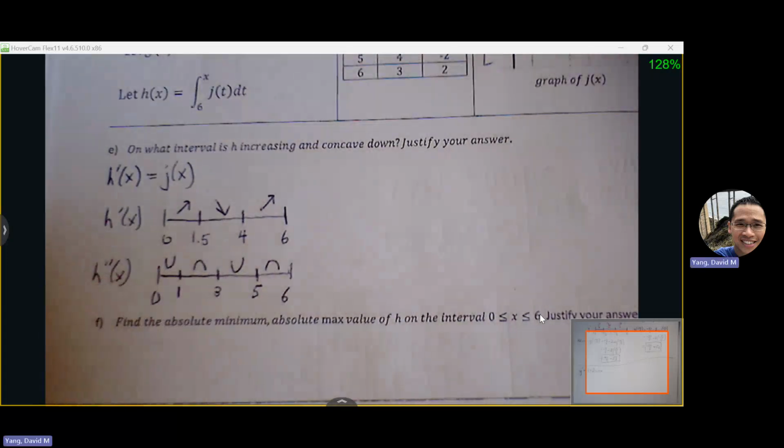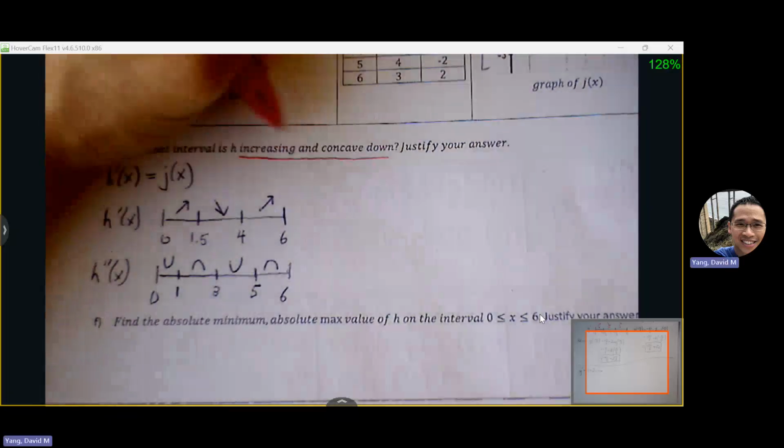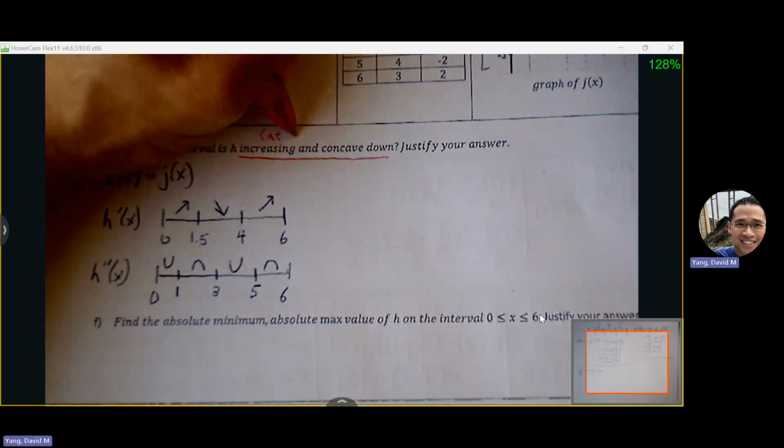So now that we have everything lined up, it should be easy to spot where our original graph is going to be both increasing and concave down at the same time. Okay. What I meant to say is at the same time, not individually.